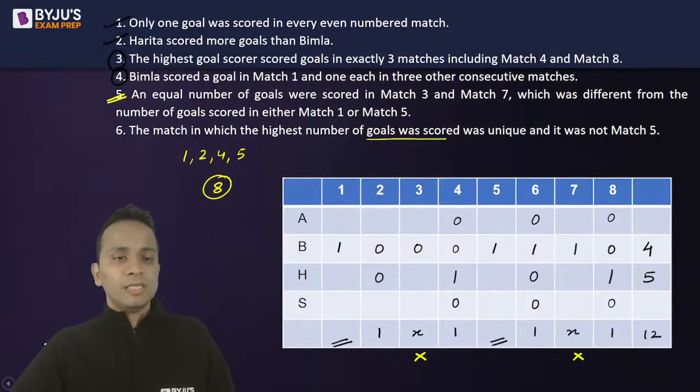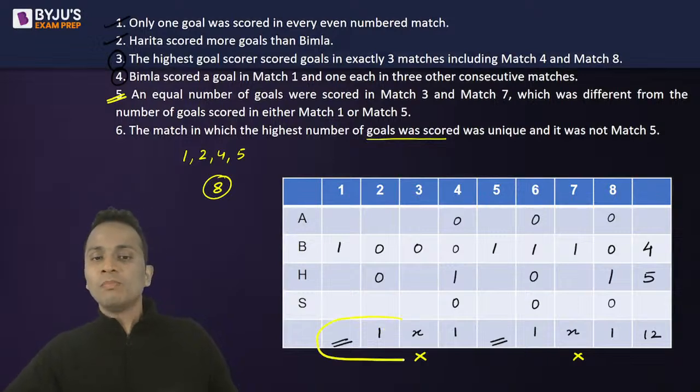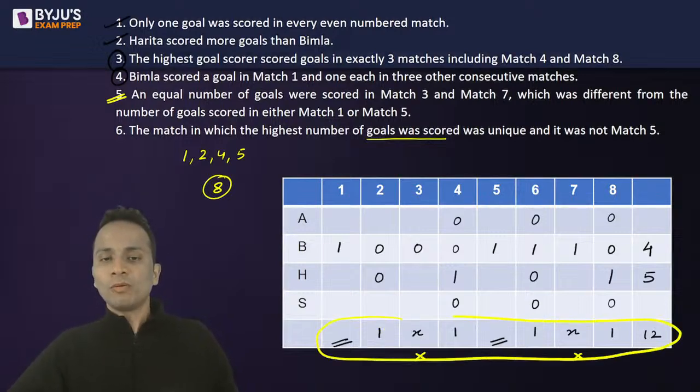Okay. Now, the total number of goals scored in all these 8 matches is 12. Now, look at only this part, the bottom row. The total number of goals scored is 12. 1, 1, 1, 1. 4 goals are already scored. So the remaining goals are 8, which should be divided in 4 numbers.